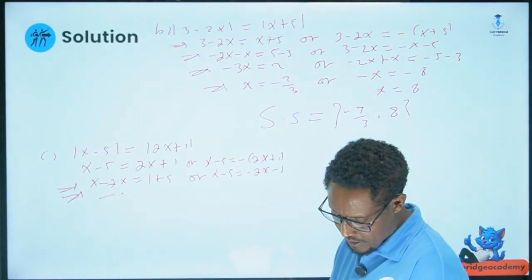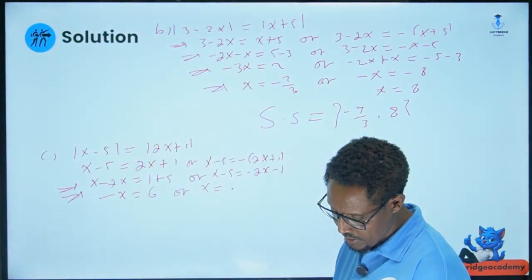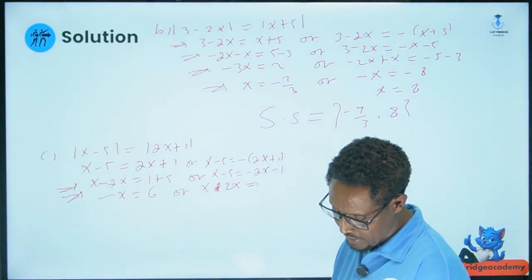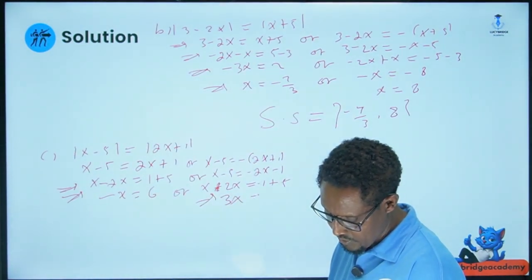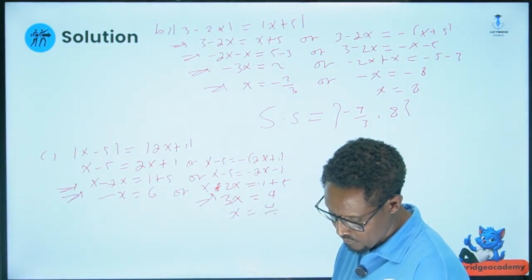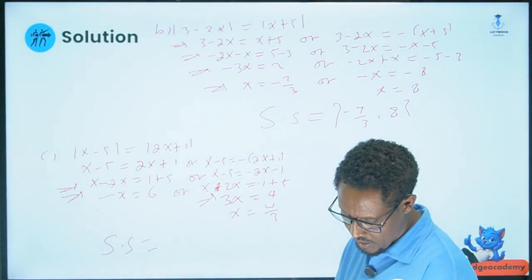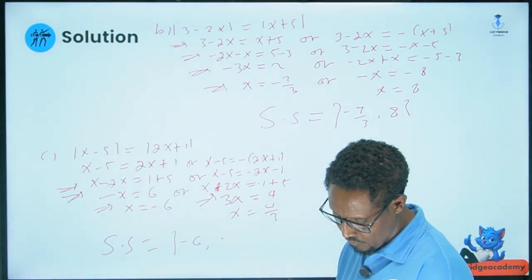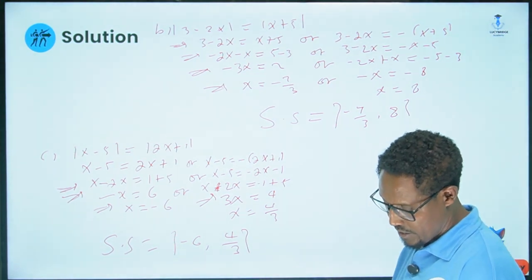Collecting like terms, x minus 2x is equal to 1 plus 5, so minus x is equal to 6, or x plus 2x is equal to minus 1 plus 5, which implies 3x is equal to 4. Dividing both sides by 3, x is equal to 4 over 3. Dividing by minus 1, x is equal to minus 6. So our solution is minus 6 or 4 over 3.